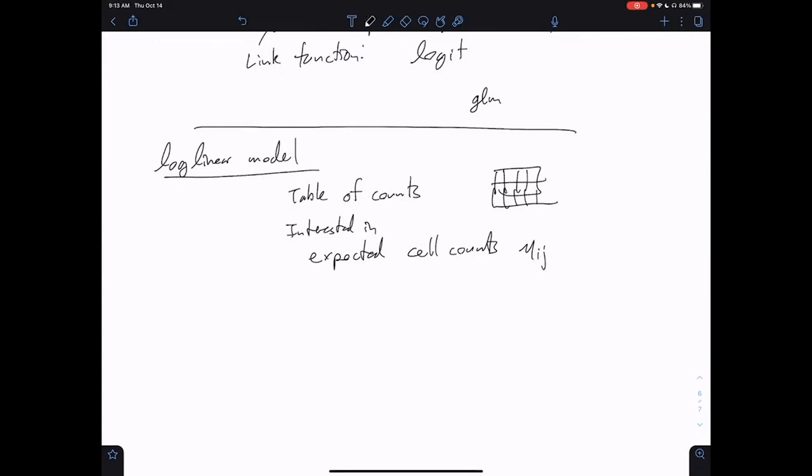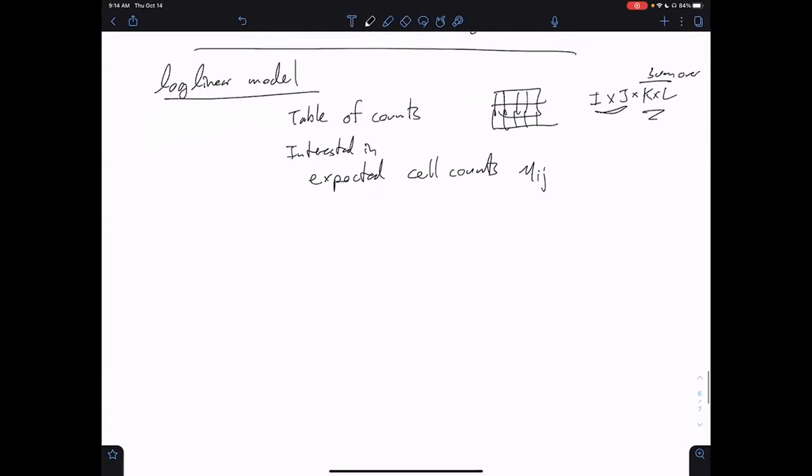And we started out with some more complex table. Maybe it was I by J by K by L. And we decided to sum over some of these things. And so we were left with a two-dimensional table of counts. When we had all of the things, the entries were all 0 or 1, but then we got rid of some of the dimensions because we didn't think they were important.